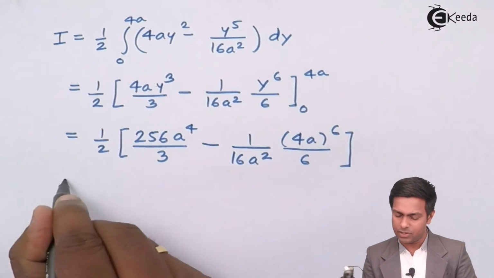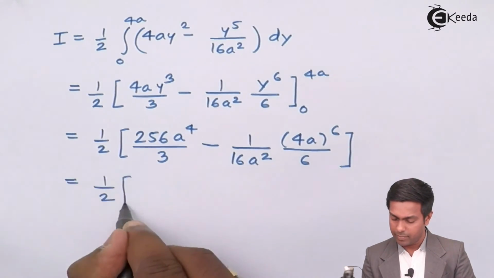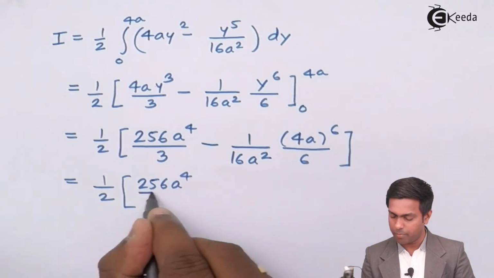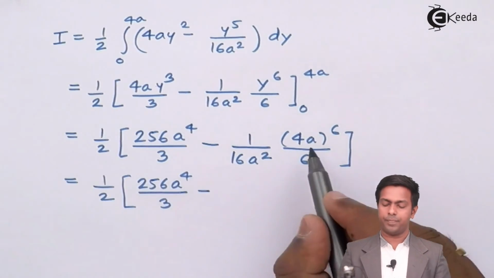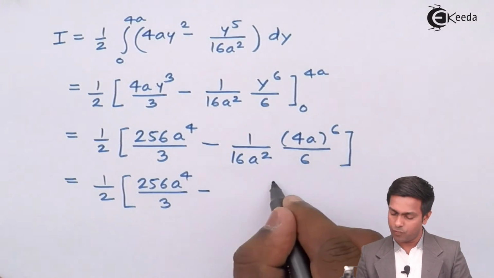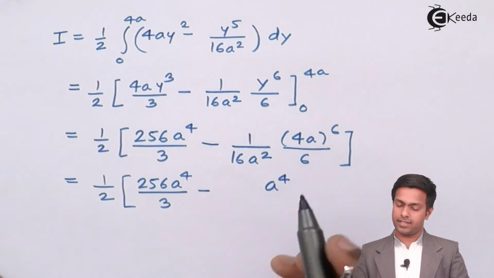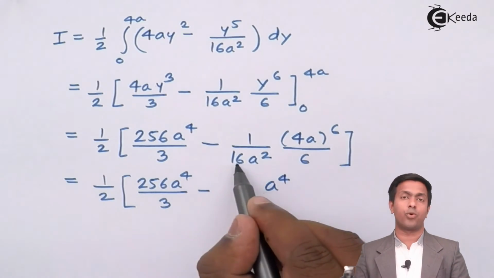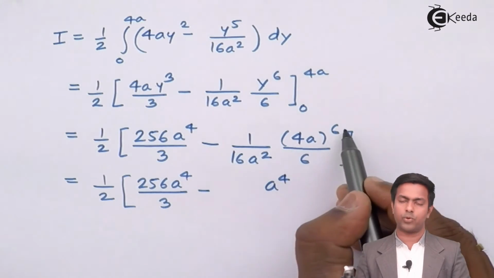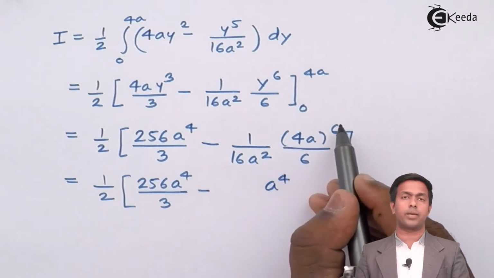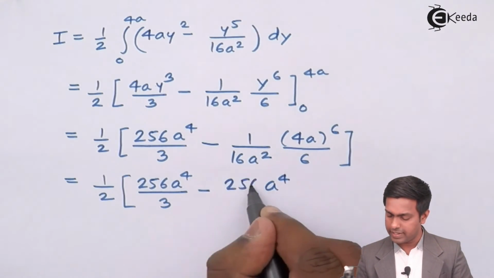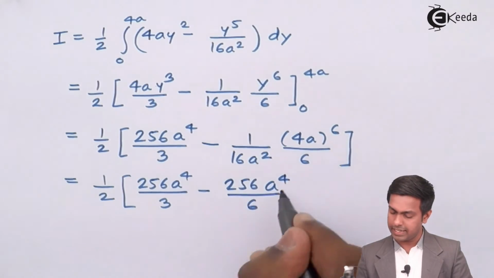Now guys, let's simplify this. So here we will get half in bracket. We will get 256a raised to 4 by 3 minus. Now here we can cancel a square and a square, so we'll get a raised to 4. Next, 16 is 4 square, and in the numerator we have 4 raised to 6. So 4 square and 4 square cancel, and 4 raised to 4 will remain in the numerator. So 4 raised to 4 is 256, upon 6 as it is.